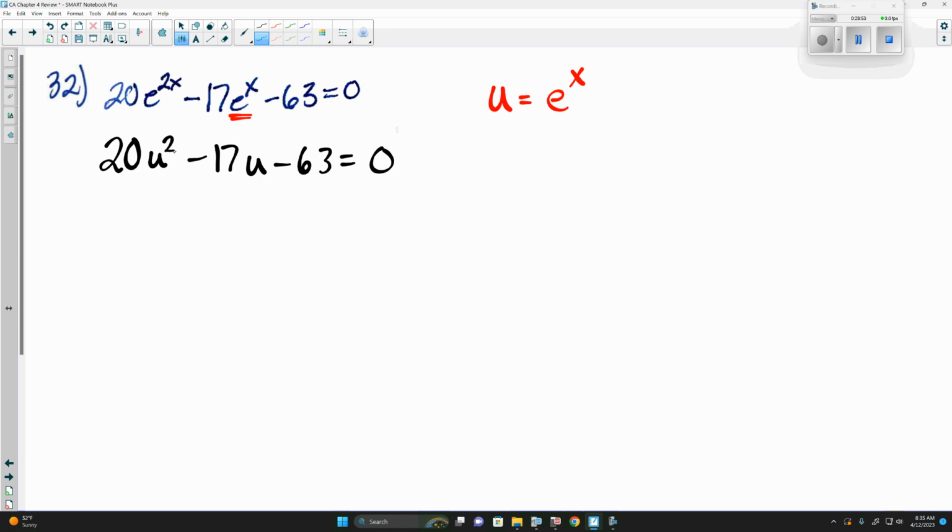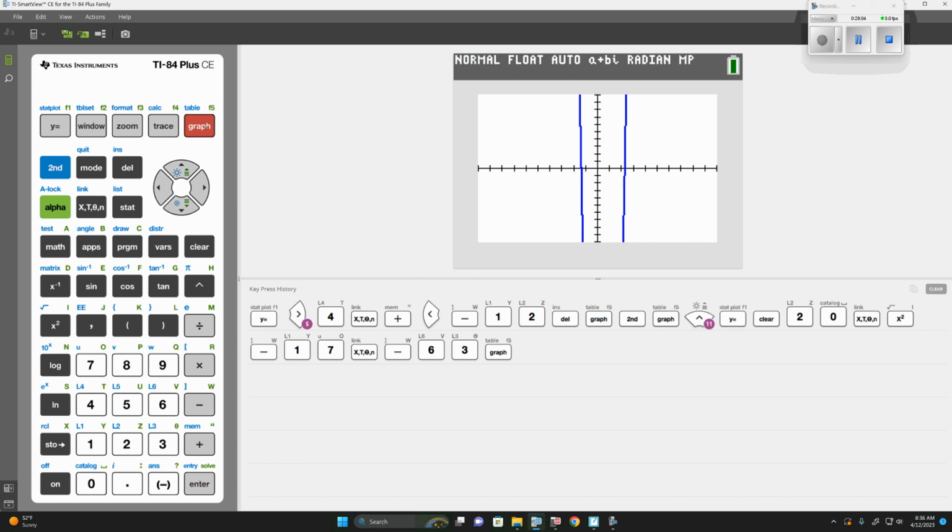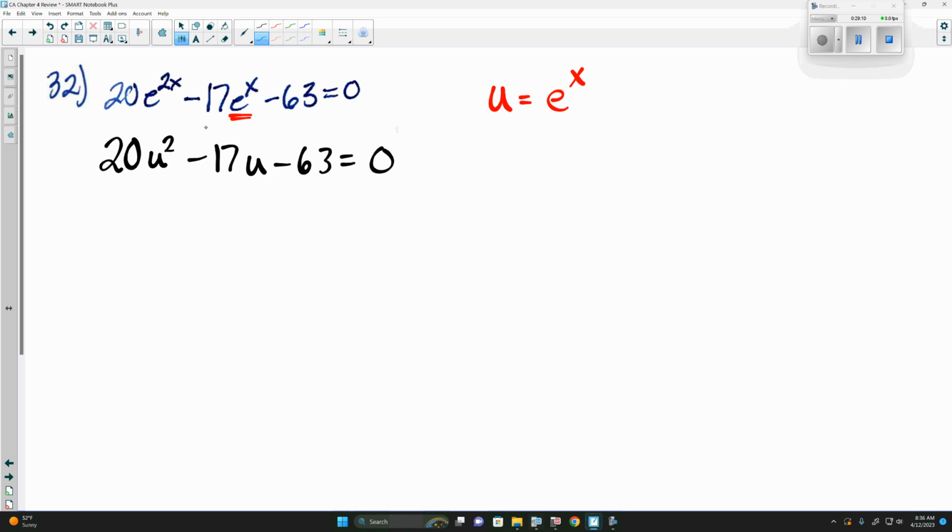Now we could try to graph this and see if it gives us anything nice: 20x squared minus 17x minus 63. And unfortunately it does not. So we can factor this. Now our signs are going to be opposite since the third term is negative. Well, factors of the first and third term.